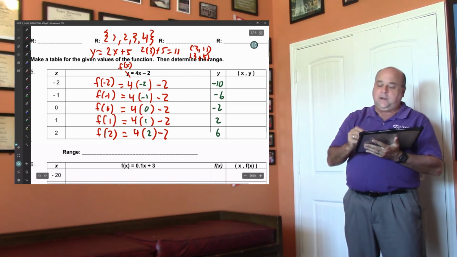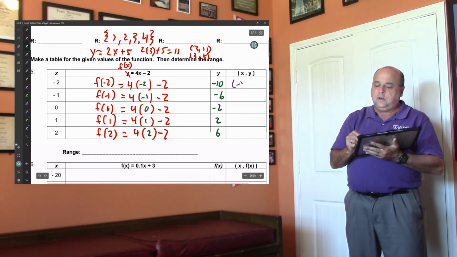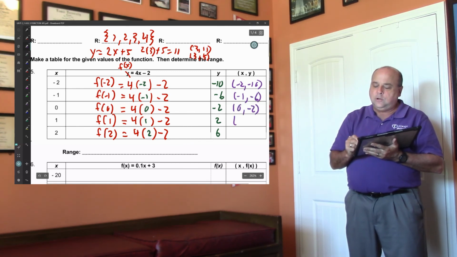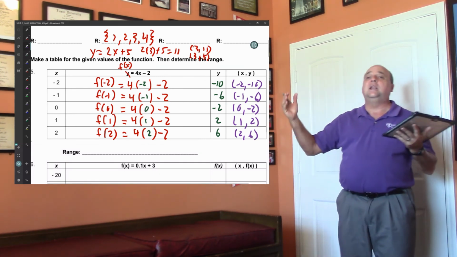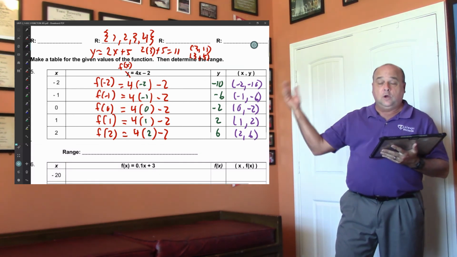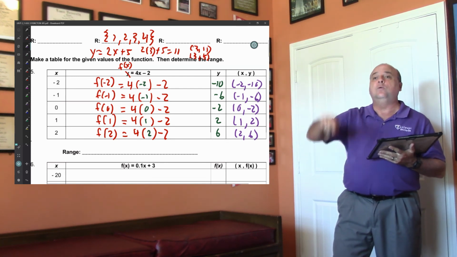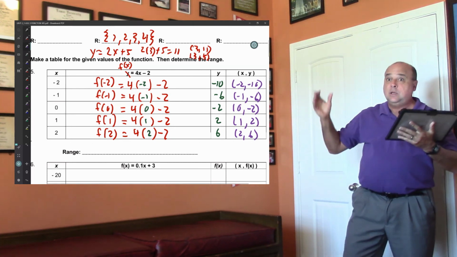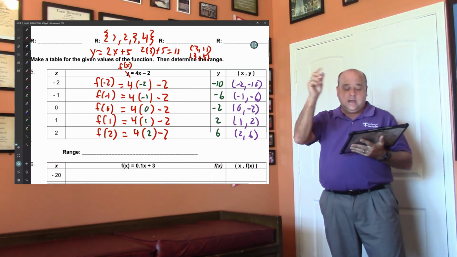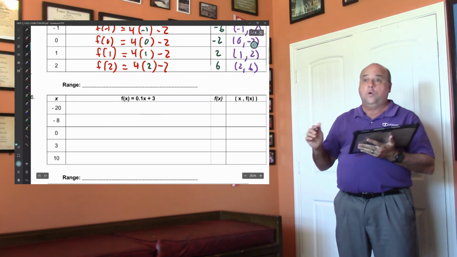If I were to make ordered pairs with this, and you did this last year, you would have negative 2 comma negative 10, negative 1 comma negative 6, 0 comma negative 2, 1 comma 2, sorry about that, and 2 comma 6. Those would be the ordered pairs, and this would graph a linear function, wouldn't it? They would go through the y-axis at negative 2, and it would go up 4 over 1. It would have a positive correlation. All this stuff you learned last year. Now then, we're going to do the next one with more power.